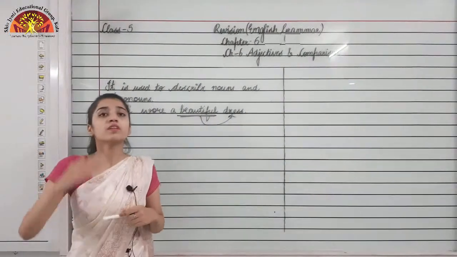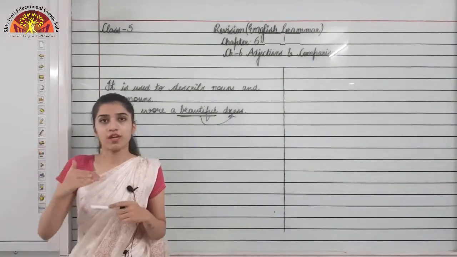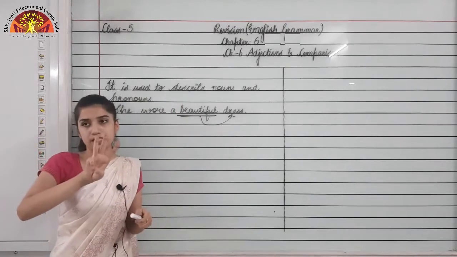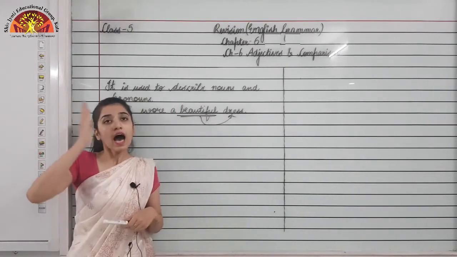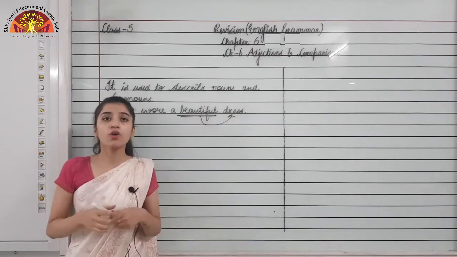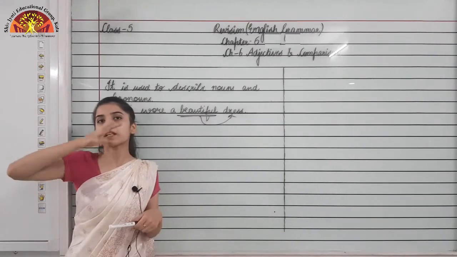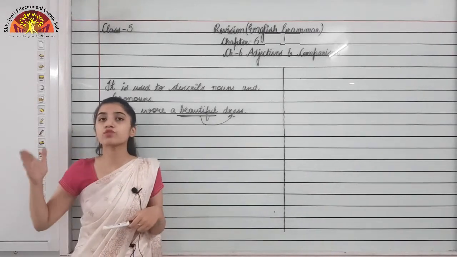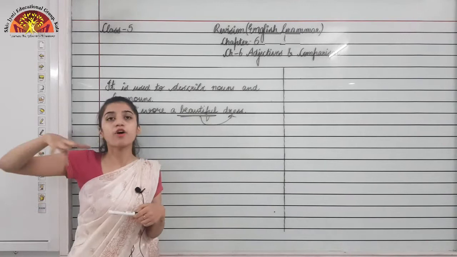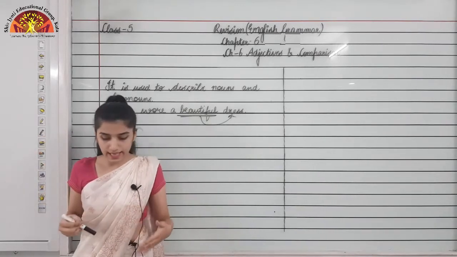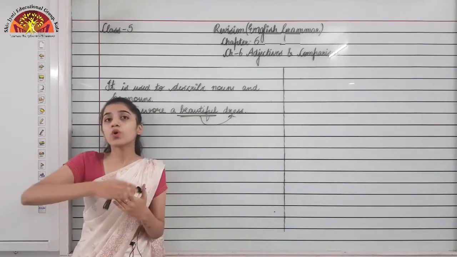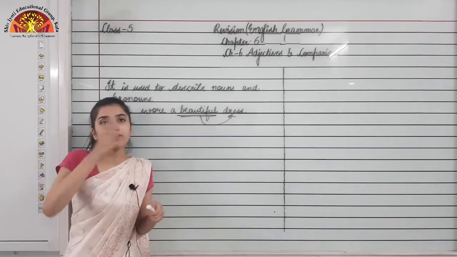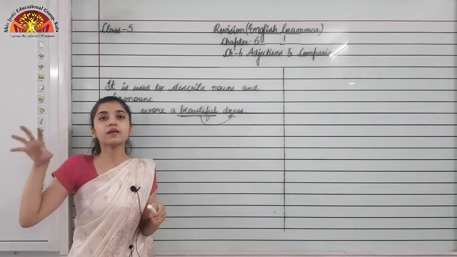Now moving to the position of adjective in a sentence. An adjective can be placed at 3 places in a sentence: before a noun, after the various forms of the verb be, or after verbs like look, seem, grow, directly after the main verb.